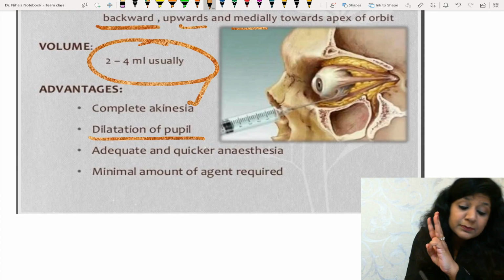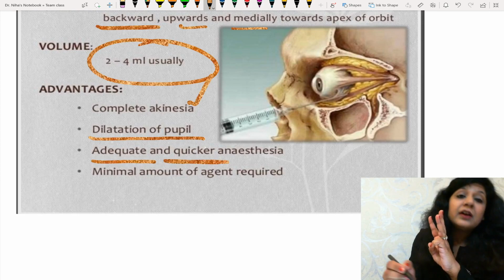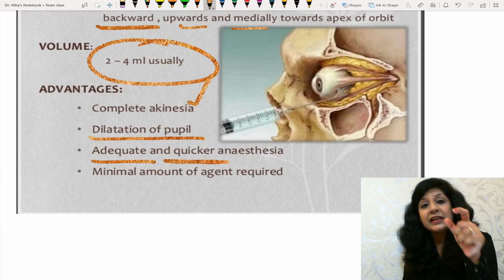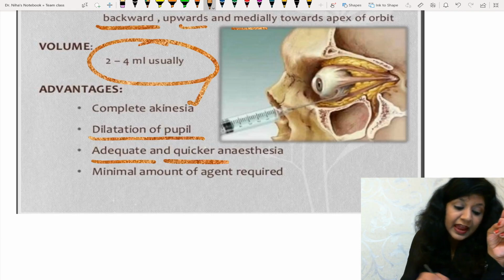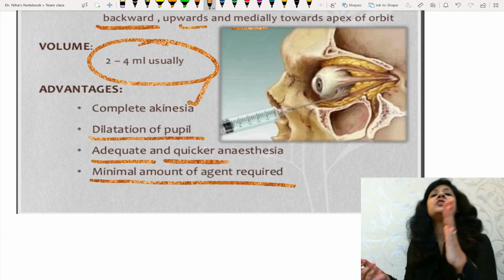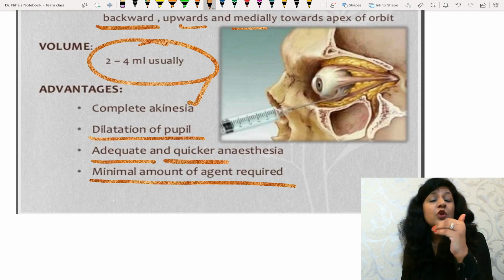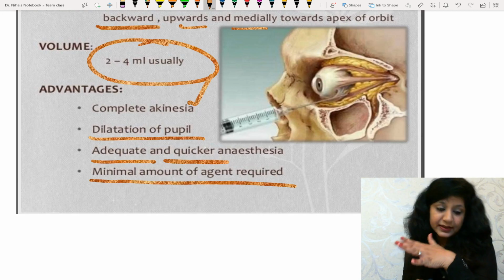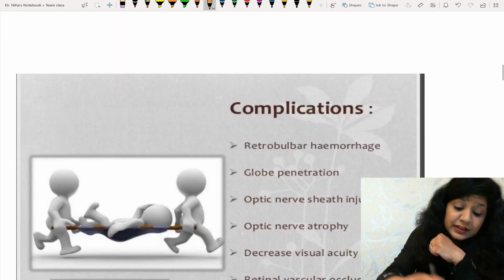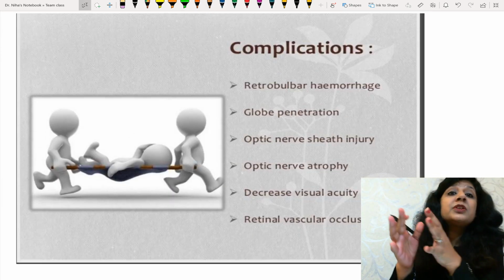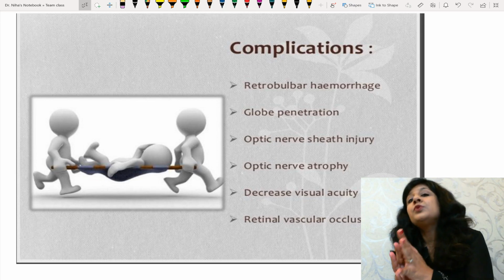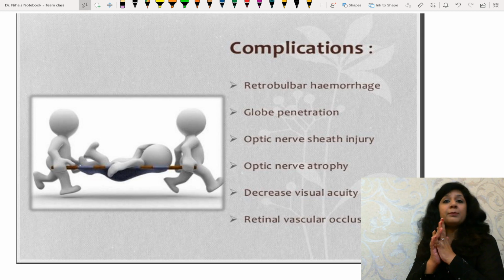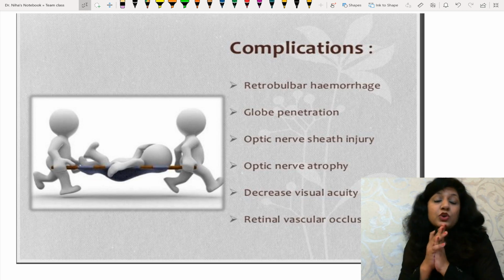Number 3, it was much quicker, because here we were giving the anesthesia directly into the muscle cone, and a very small amount of agent was required, so it was not as painful as the peribulbar block is. But you know that if we have stopped doing it, then obviously there had to be certain complications. That is why we have stopped doing it.